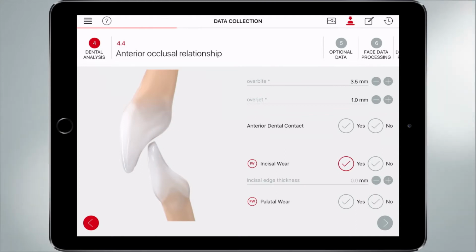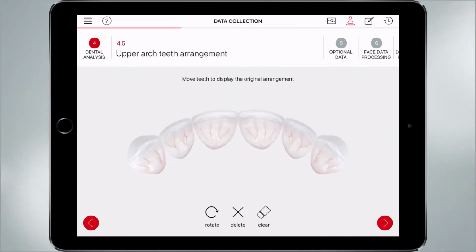Last but not least, the palatal wear. We sign here 2 millimeters, as we said. The lingual part of the upper teeth will be worn out or not. In this case, it is not worn out. So now we have to put also dental contact. All the steps are finalized, so we can go ahead with the red arrow on the right bottom.